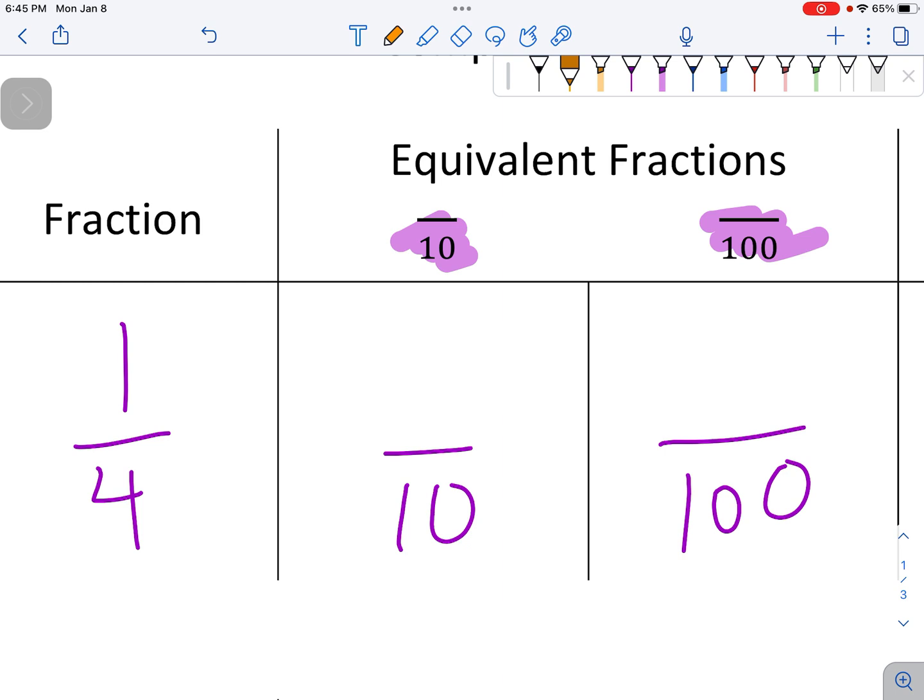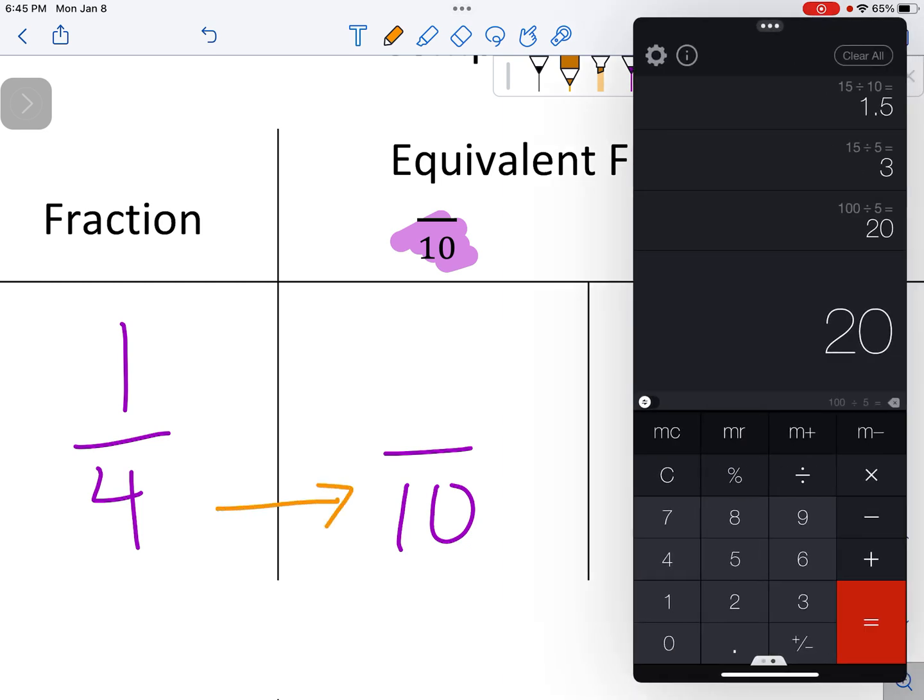All right, we're going to get into a little bit of trouble here. How do we make 4 become 10? 4 times 2 is 8. 4 times 3 is 12. That means the answer is in between. So we're just going to go backwards and do 10 divided by 4. That's 2.5. So that means we need to multiply by 2.5.